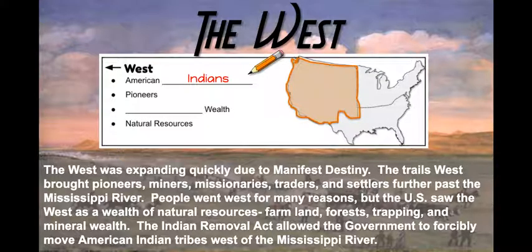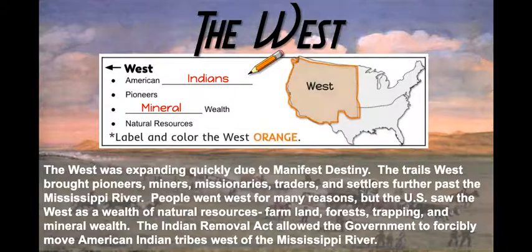So the West has a lot of our Native American people. It has pioneers and people who are moving west to start a new life. There are a lot of minerals and other natural resources in the West, one of which we talked about is gold, right? Let's color the West orange. So that West area is a lot more unsettled, and changing a lot right now.